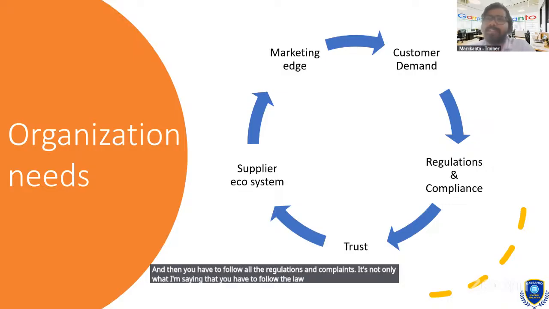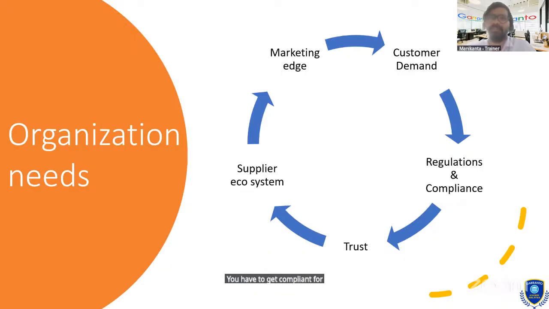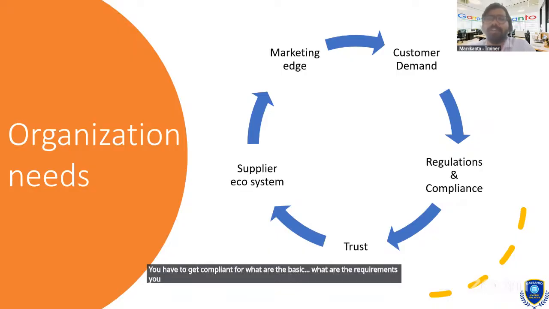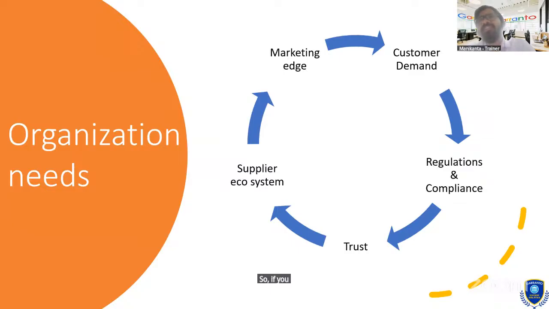Apart from that, international ISO standards you need to follow. You have to get compliant for whatever requirements you have. So if you follow that, then you get a lot of trust even from your vendors, from the market, from the customers. Then you can also include the supplier system ecosystem. It gives a lot of edge in the market. So it will give you a better ROI yield. So this is a chain system.